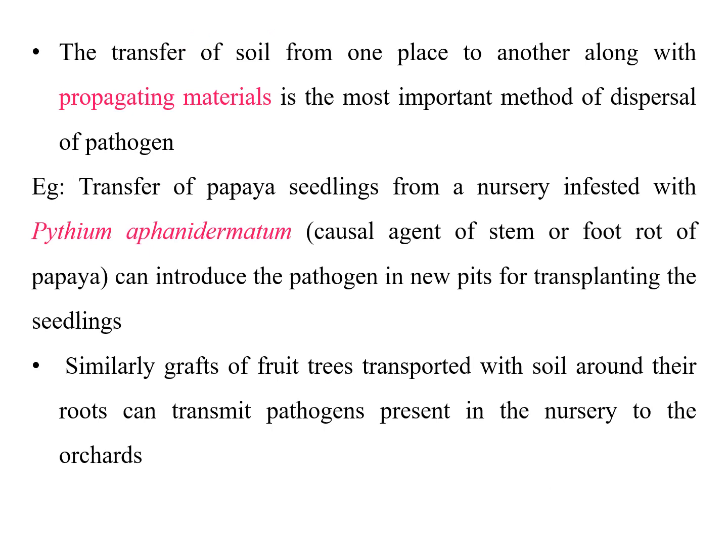And transfer of soil from one place to another along with the propagating material is the most important method of dispersal of pathogens. Propagating material means material that can be used for sowing. They can carry the pathogens through the soil. That plays a very important role. If we take some examples like papaya seedlings, when we go from nursery sowing to transplanting, especially the stem or foot rot of papaya, Pythium aphanidermatum, it can be introduced from the nursery to the main field, which causes damping off.